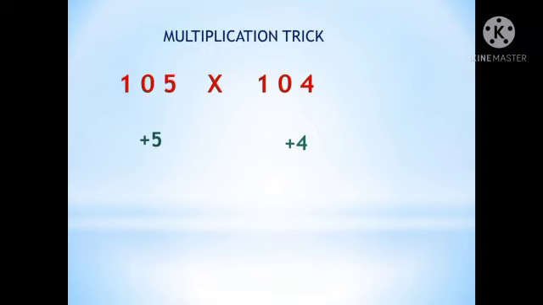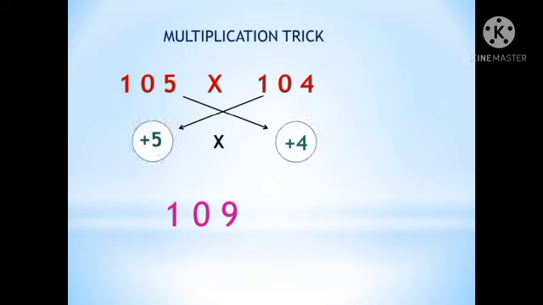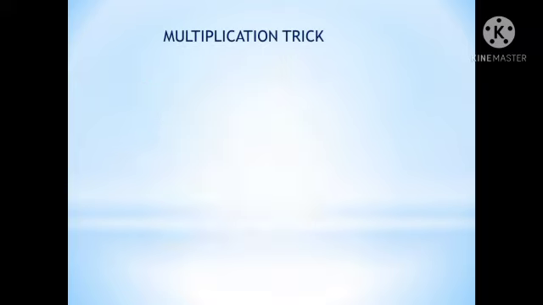So next we are going to do cross addition. That is, we are going to add 4 with 105 or 5 with 104. So if we add 4 with 105, we will get 109. So let us take a note of that. So first step is over. Second, we are going to multiply 5 with 4. So if we multiply, we will get 20. So just attach 20 to 109. So the final answer will be 10,920.